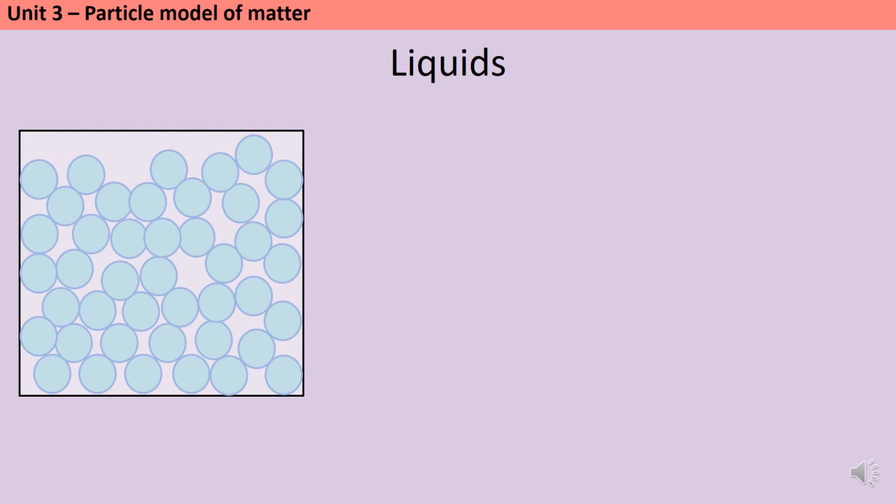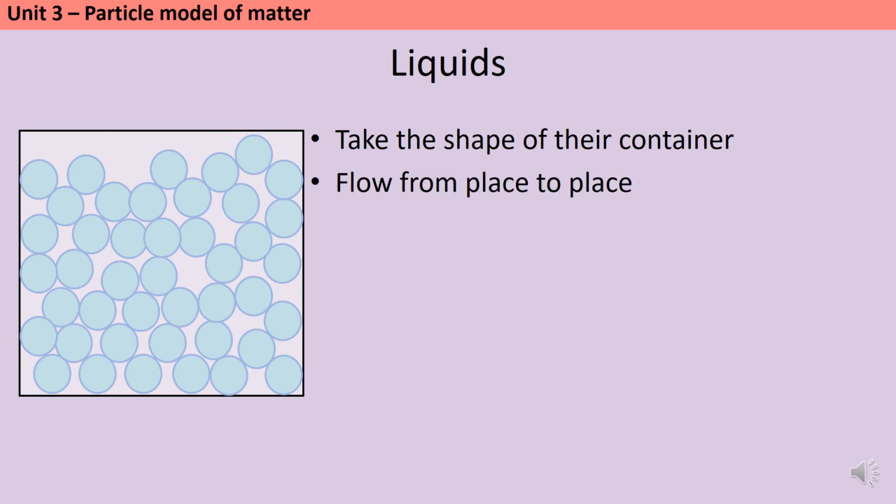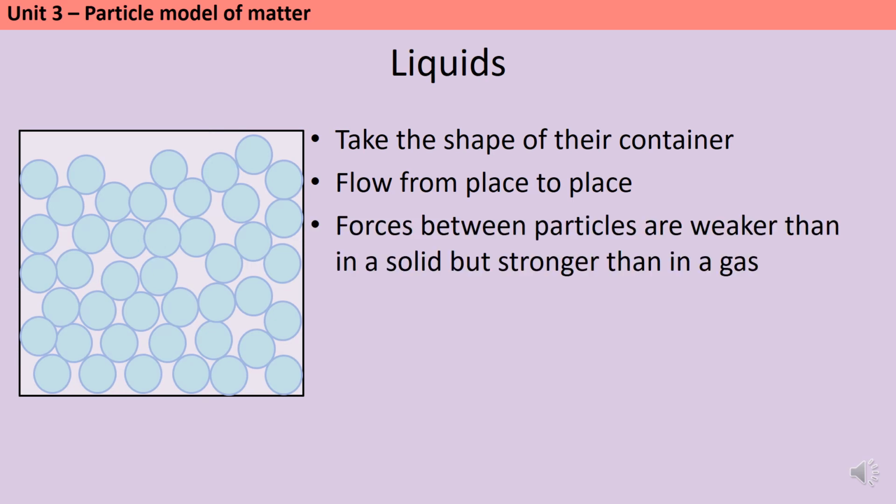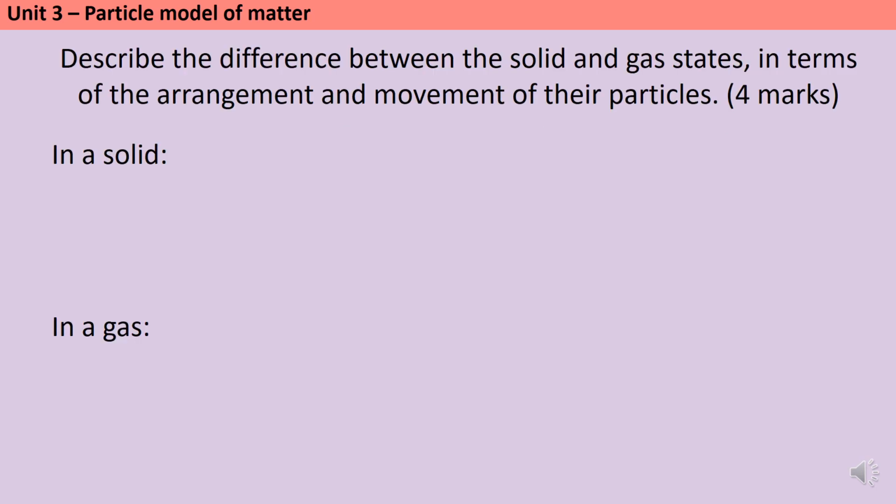Liquids take the shape of the container that they're in, and they are able to flow from place to place. The reason that the particles are able to move past each other is because the forces between those particles are weaker than they are in a solid, but they're still stronger than they are in a gas, and so that's going to keep the whole liquid together. Hopefully that all made sense.